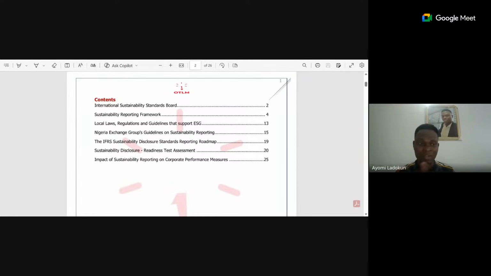Then I also mentioned the IFRS Sustainability Roadmap. I will quickly show you that as well. And the readiness test, the 17 documents or information that the FRC is requiring the PIEs to submit when they want to start the implementation or adoption of the ISSB standards, all right? Then what could be the impact of sustainability reporting on corporate performance measures? That's what you have here. There is another document I have for the specific standards, IFRS S1 and IFRS S2. What's the difference between the two?